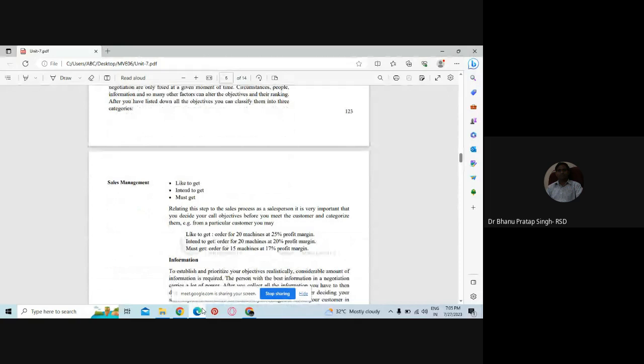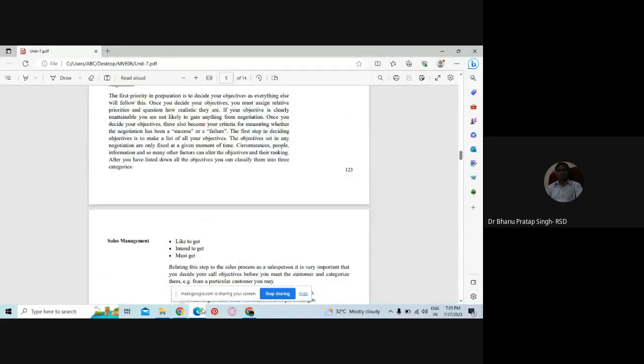And these objectives are based on three categories: intent to get, must get. Intent to get, what we intend to get, and must get, what we must get. So these are the three important categories on the basis of which the objective has to be framed.